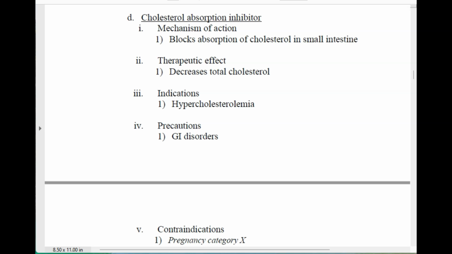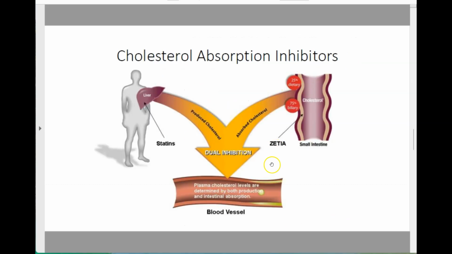Next is cholesterol absorption inhibitor. The way it works is it works by blocking absorption of cholesterol in the small intestine. If you look at this image here on the right side, so let's focus on the right side of the picture. This is the small intestine, so basically this is how it works. So it just prevents the absorption of cholesterol from the small intestine, therefore lowering the cholesterol level in the bloodstream.